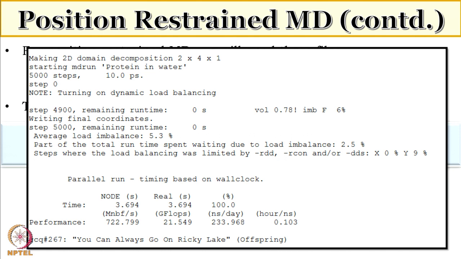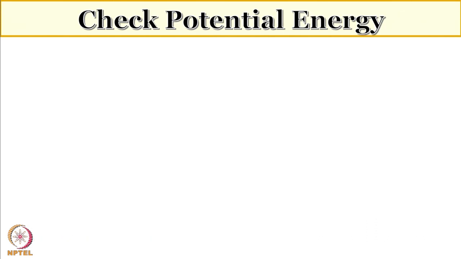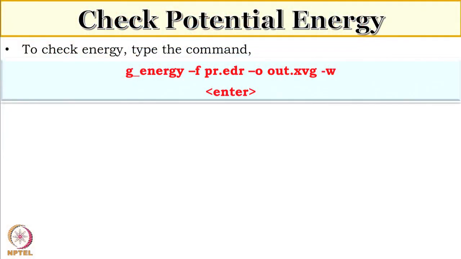So once we are done with position restraint MD, now we'll check the potential energy of the system. To check the potential energy of the system, whether it has minimized or not, we'll type the command gmx energy space minus f space pr.edr. pr.edr is the energy file which we will get from position restraint MD. Then space minus o out.xvg. This out.xvg file will contain the potential energy as a function of time. And what is that last one, minus w? That will display the graph. Okay. And then enter.